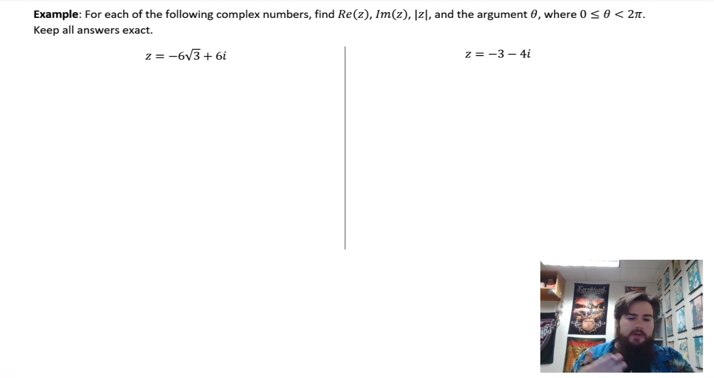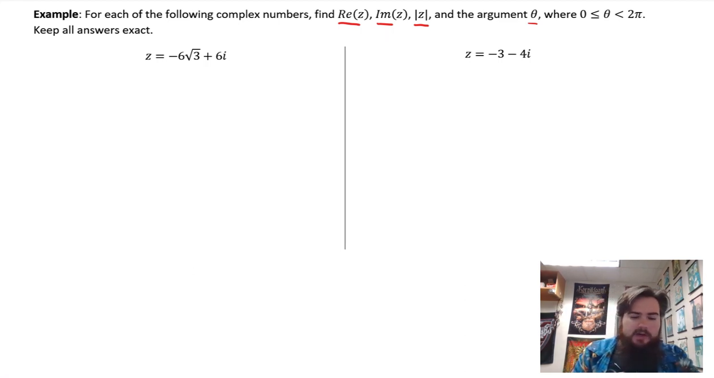In this example, we're going to take each of the following complex numbers and find 4 properties of them. We will find the real component of the complex number, the imaginary component, the modulus of that complex number, as well as the argument theta of that complex number, where the argument will be an angle measure between 0 and 2 pi. We're going to keep all answers exact here, so we should not need a calculator for any part of this.